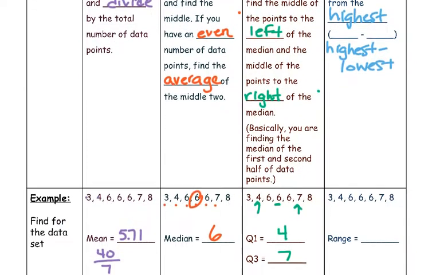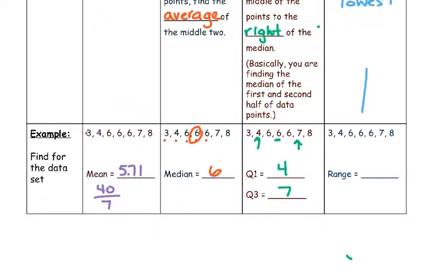Let's go back down and look at our numbers. My lowest number is 3. My highest number is 8. 8 minus 3 is 5.